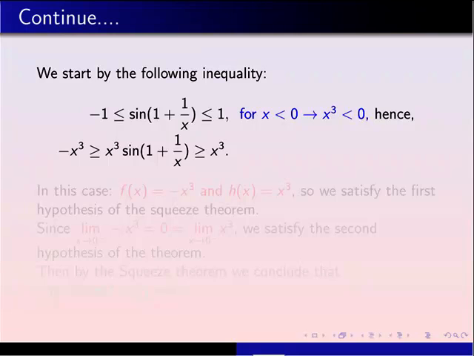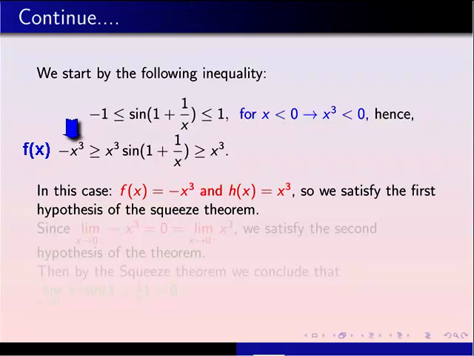Hence, if you want to construct your function, which is x cubed sine of (1 plus 1 over x), you are going to multiply your inequality all through by x cubed. But be careful. Now what you are multiplying by is going to be a negative quantity. That's what reverses the sign of your inequality. And you are going to get x cubed sine of (1 plus 1 over x) is going to be less than or equal to minus x cubed and greater than or equal to x cubed. In this case, the function f of x is going to be minus x cubed and h of x is going to be x cubed. So we satisfy the first hypothesis of the squeeze theorem.